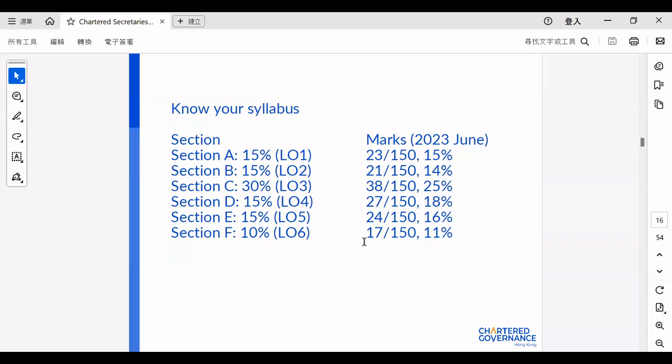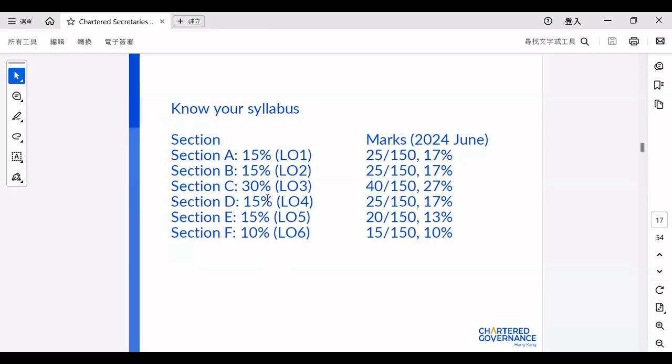Again, we can show you another example, which is the 2024 June paper. In this June paper, you can also see that the marks allocation is more or less the same as the weighting of each of these sections.